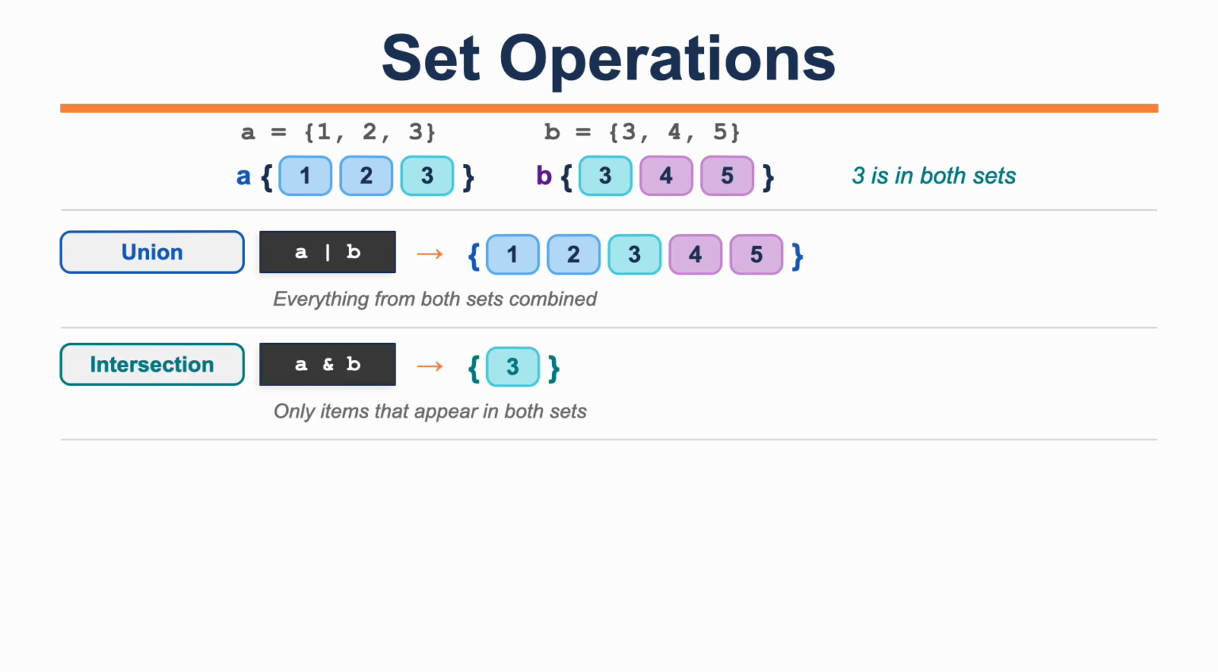The second is intersection. You use the ampersand symbol. This gives you only the items that appear in both sets. Since only 3 is shared, the result is just 3.